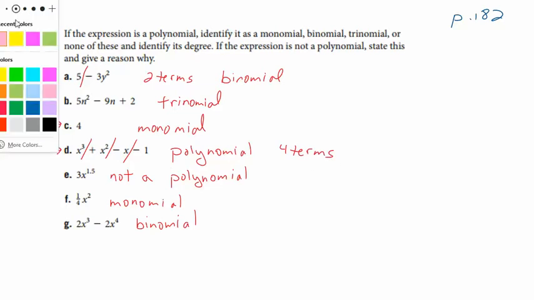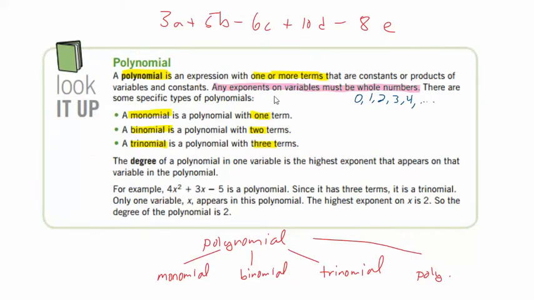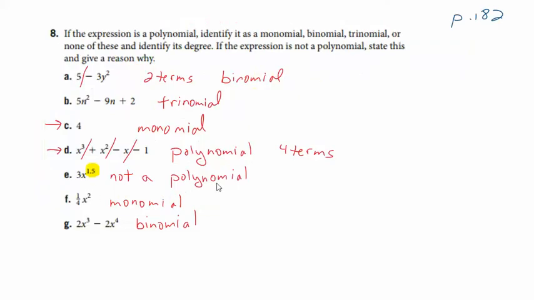E is a little tricky. It has an exponent of 1.5. Remember, any exponents must be whole numbers. 1.5 is not a whole number, so this is not a polynomial. And there's some special characteristics of those, but okay, this is just a monomial. There's no pluses or minuses here. It's one term. And here we have a binomial.